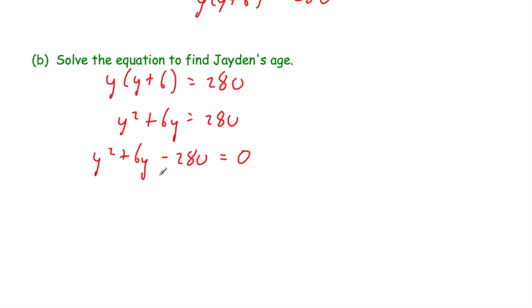Now, whenever I've got an equation in this form, there's a few different ways we could solve it. We could solve it using factorization. We could use completing the square. We could even use the quadratic formula. Well, what I'm going to do is I'm going to try to factorize it. That would be what I usually attempt first of all. I tend to try and factorize first of all.